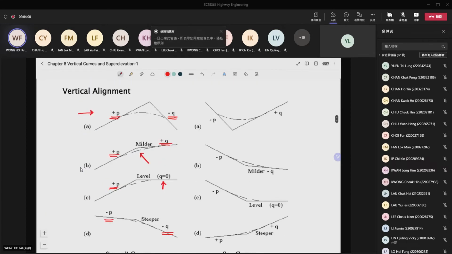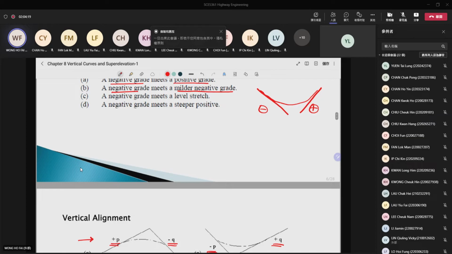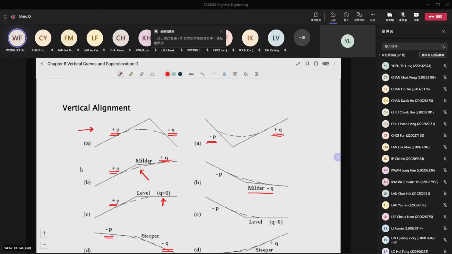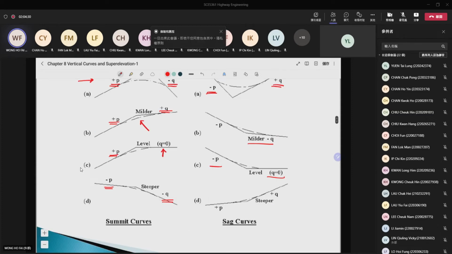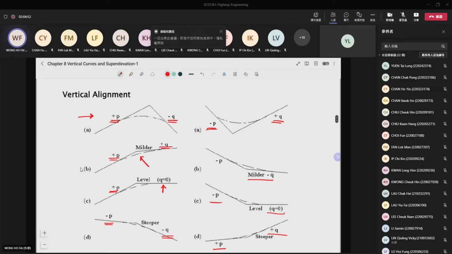So for here, you can see that when we have a negative grade on the left-hand side and a positive grade on the right-hand side, then we have the so-called sag curve. And if we have a negative grade and then meet a milder negative grade, then we have the sag curve again. The same right here, we have a negative one and then a level one. And finally, we have a positive one and then a more positive one. Then you will have the sag curve again. So we call these kinds of vertical curves by different names. And usually these vertical curves are parabolas, okay?